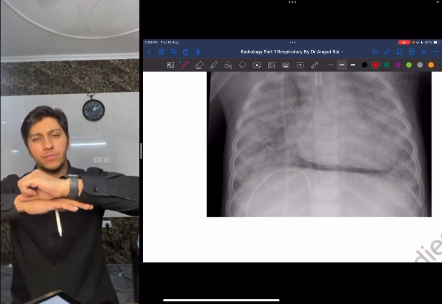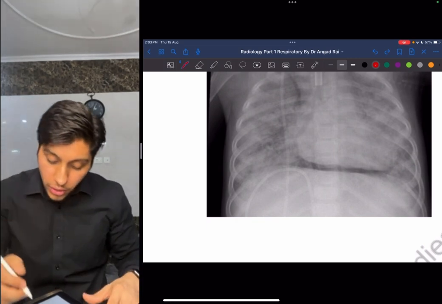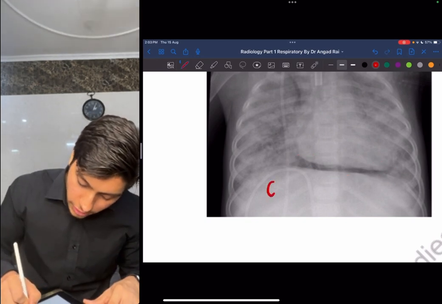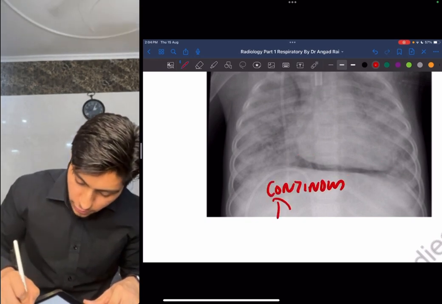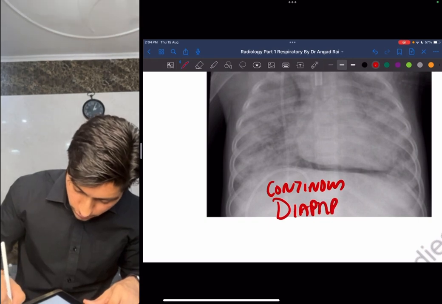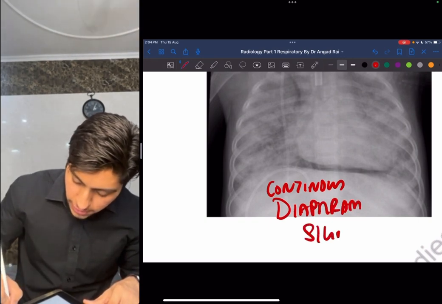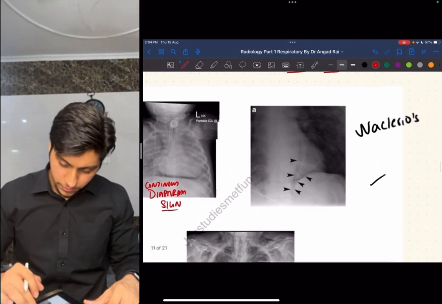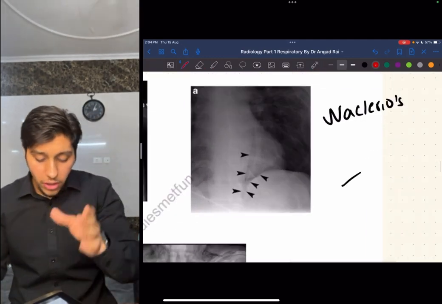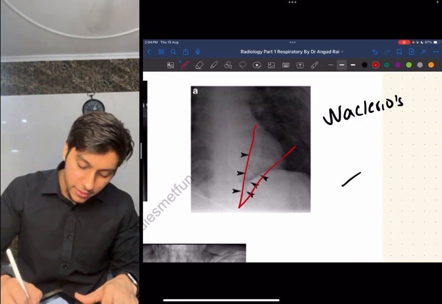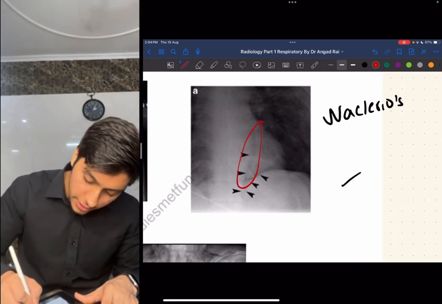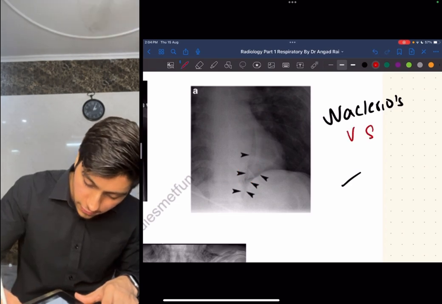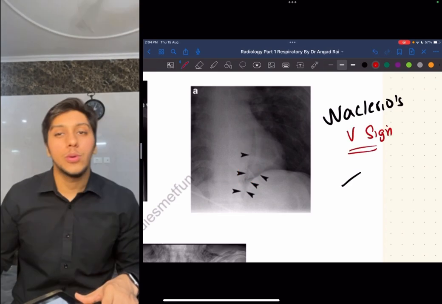Then guys, you can see usually below the heart, if the heart is there and this is the diaphragm, usually you don't see a line like that. Over here you see this line, there is a gap. This, guys, is known as the continuous diaphragm sign, which is seen in pneumomediastinum. Okay. Another thing, along the heart, if you see, there is a V over here. This is also known as the Naclerio V sign, seen in pneumomediastinum.